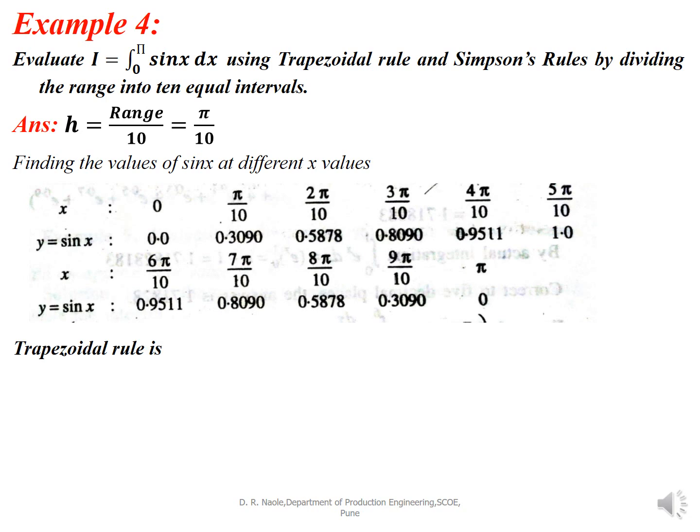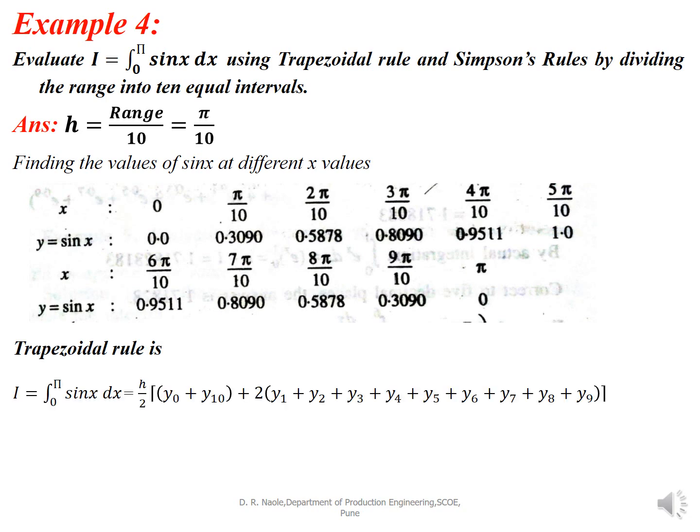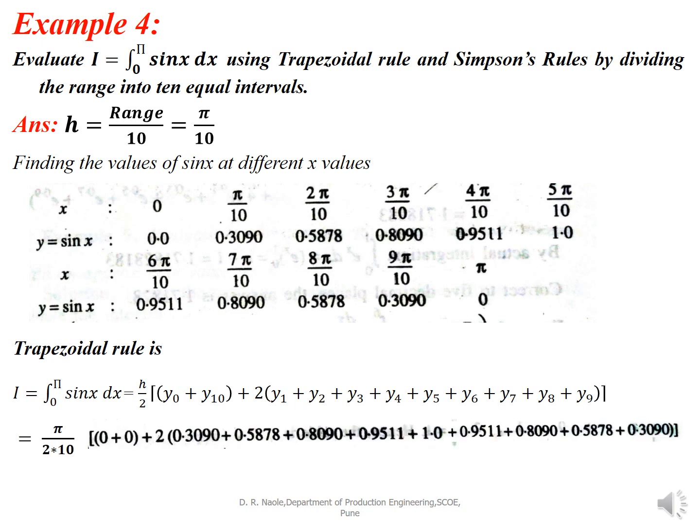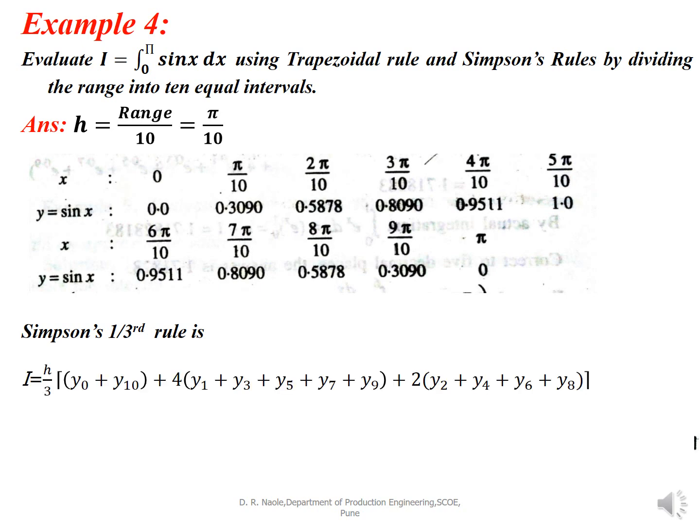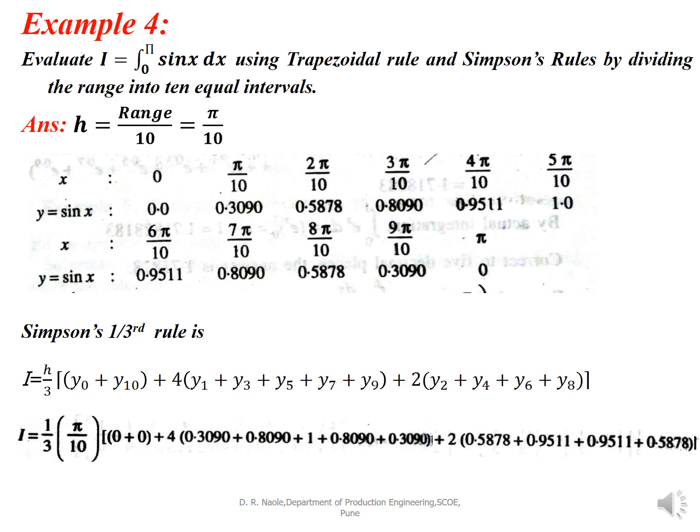Writing the trapezoidal rule for this numerical, we get h by 2 [y0 plus y10 plus 2 into all the remaining terms]. Inserting the values from the table, we get 1.9843. Writing the Simpson's 1/3 rule for this numerical, we get h by 3 [y0 plus y10, 4 into all the odd terms of y plus 2 into all the even terms of y]. Putting the values from the table, we get this, and the value is 2.00091.